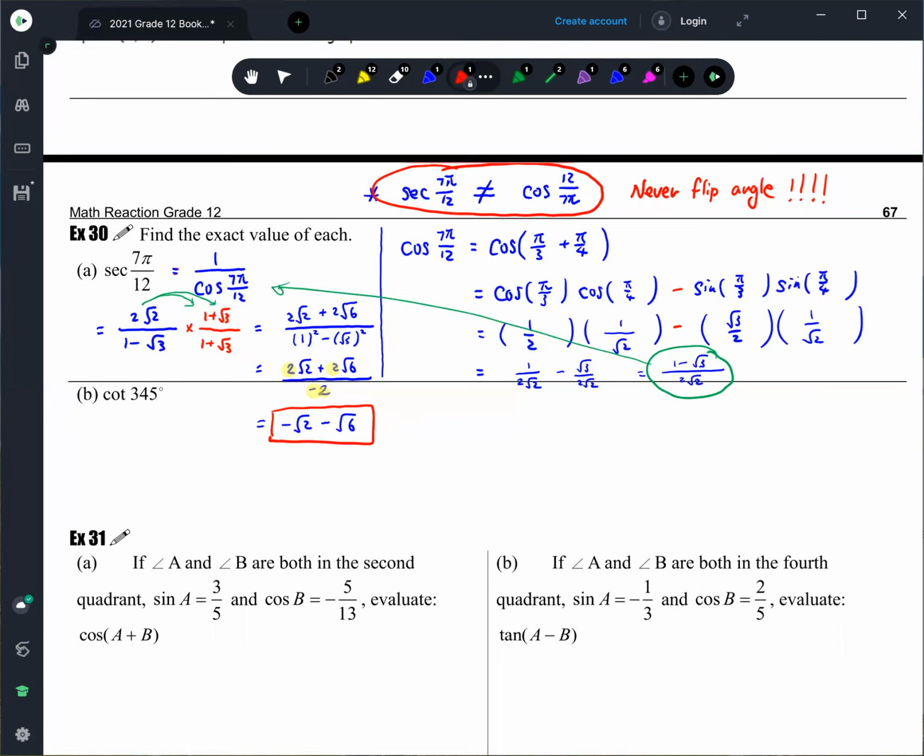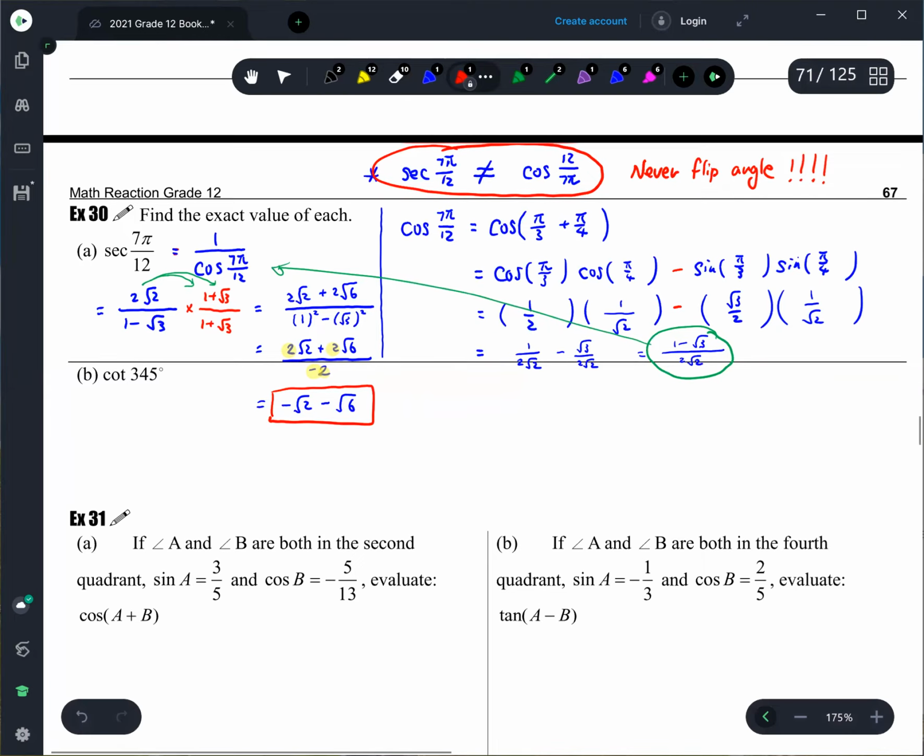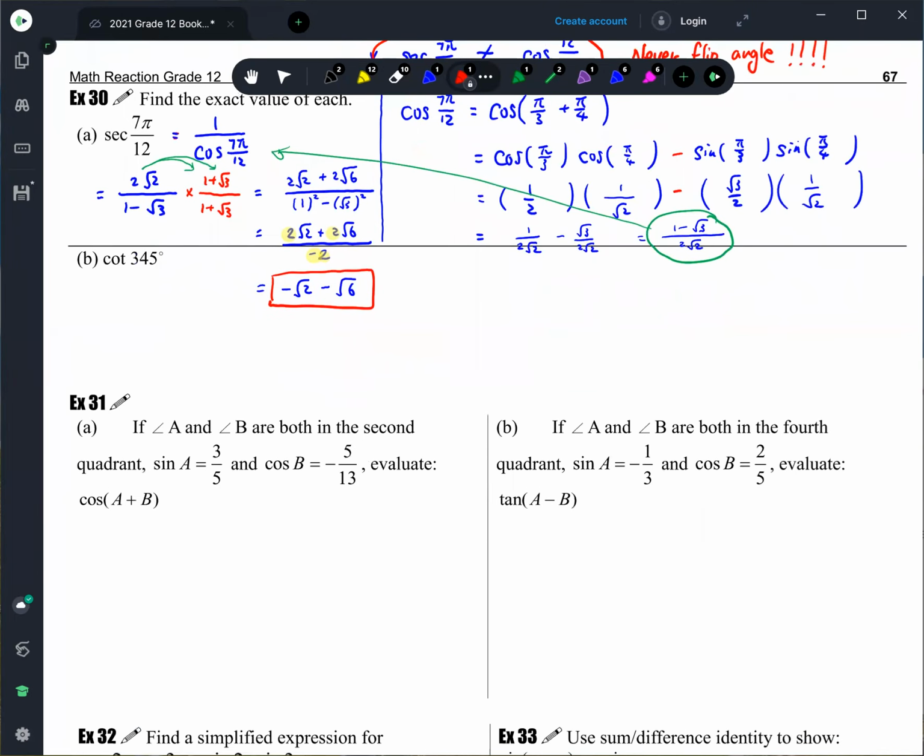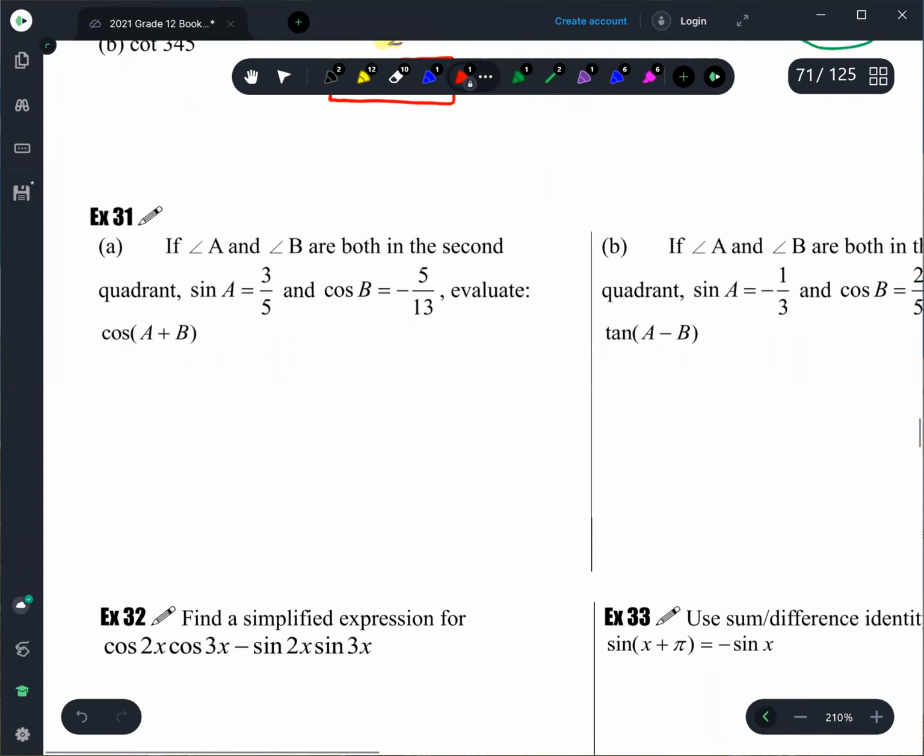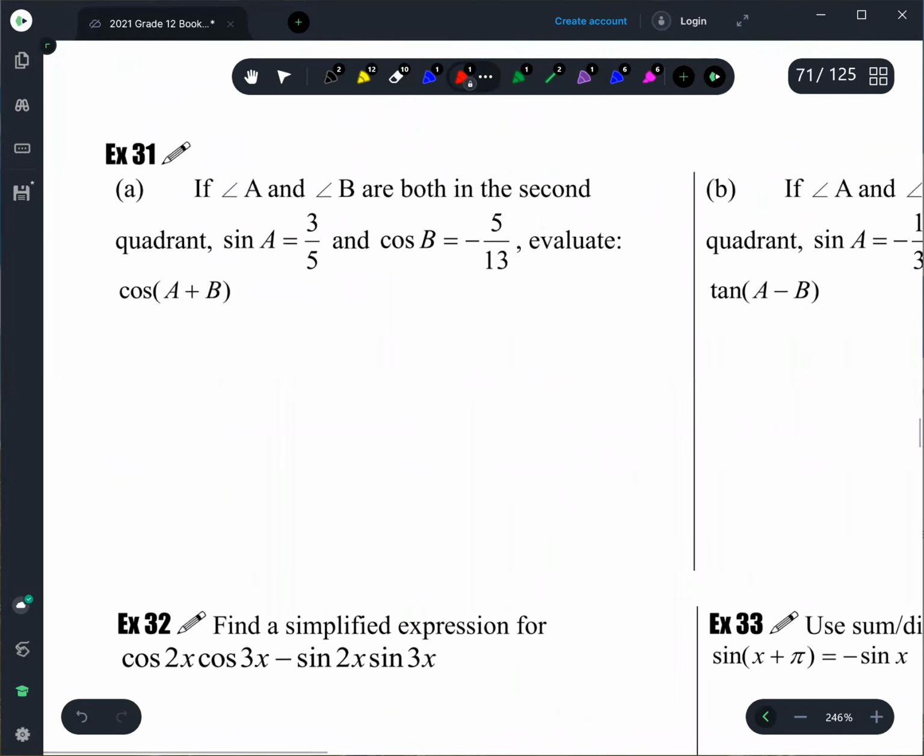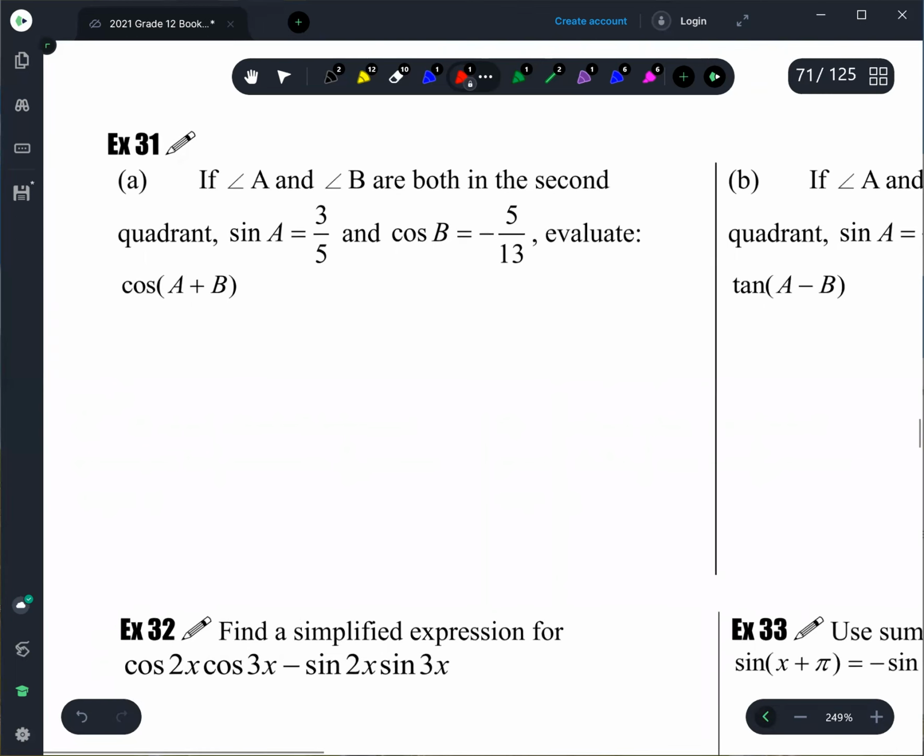We'll look at another type of question, still using identities, but they ask you to use them in a different way. So if you compare this question with the previous question, here, question A, Evan, can you help us read this out? Question 31A.